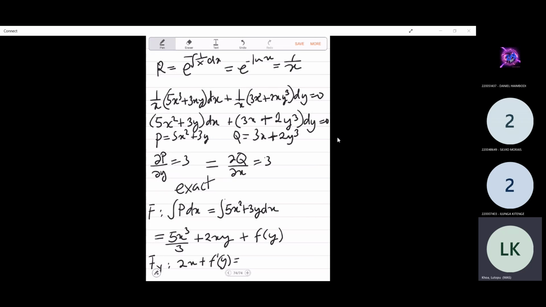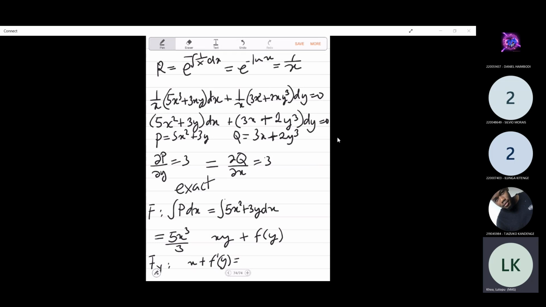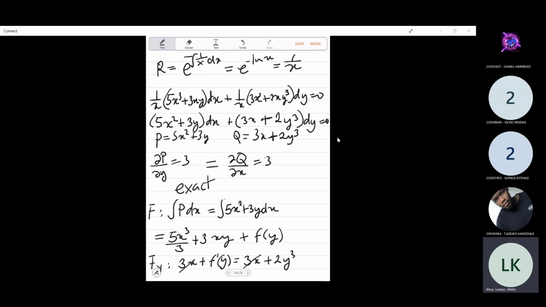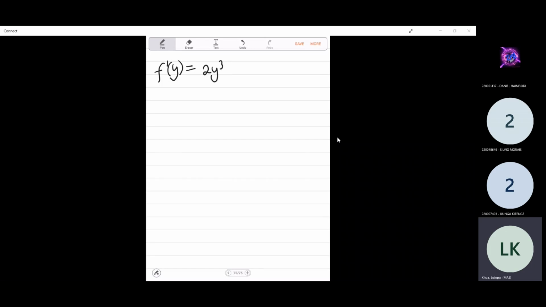Okay, what is my q? Let me just see here what I did. This plus 3, then this will be 3. Okay, now it's fine. And this is equal to 3x plus 2y to the power of 3. So the 3x will cancel, and then we have f prime of y equal to 2y to the power of 3. Okay, then this means f of y is equal to 2y to the power of 4 divided by 4 plus c. So f of y is equal to y to the power of 4 over 2 plus c.